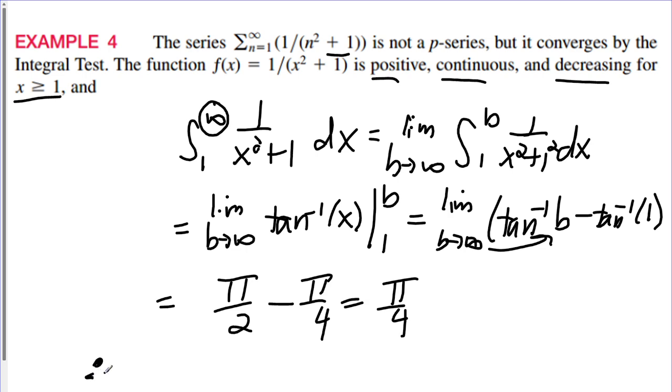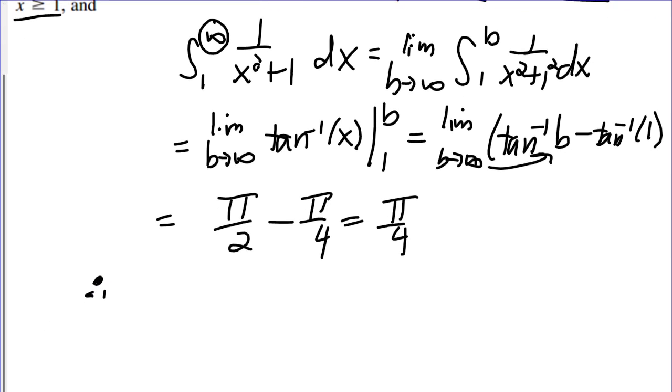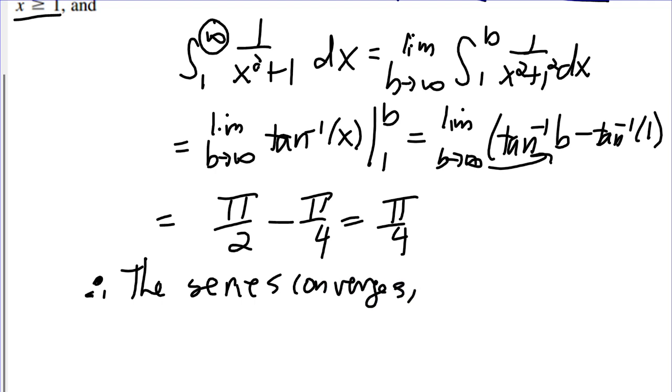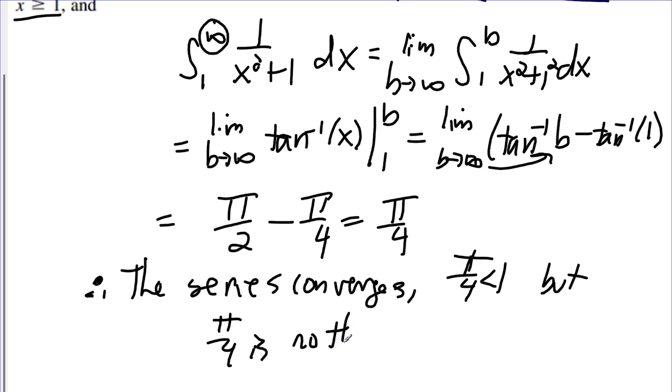Therefore, we get a value that's less than 1. So pi, or 3.14, divided by 4, is less than 1. So the series converges because pi fourths is less than 1. But we've got to be careful here: pi fourths is not the sum of the series.